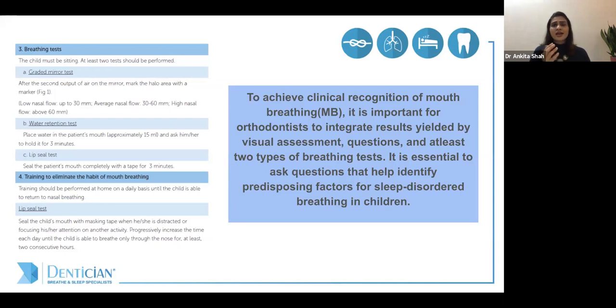How long can the child hold water or air in the mouth? We test it mainly for 3 minutes. But mind you, this is not a test to tell us if the child is a mouth breather. It can only tell us whether the child is a habitual mouth breather or an obstructive mouth breather. And she makes a very important point here that to remove any kind of bias, we need to screen these children with at least 2 of these breathing tests.